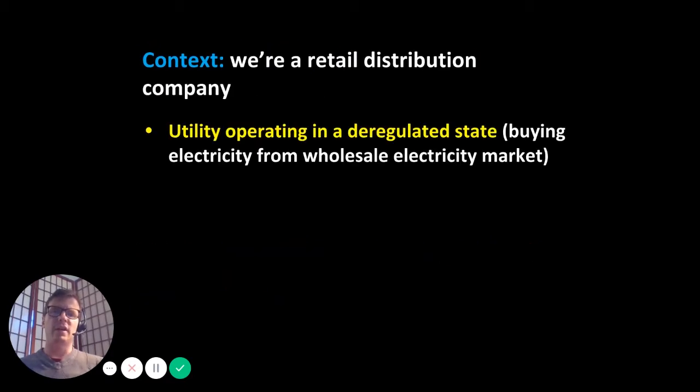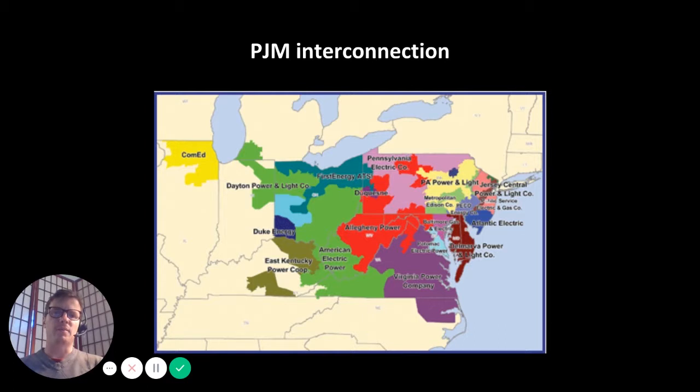So the context for today is that we are a retail distribution company, and that could mean a utility operating in a deregulated state. So this would be a company that's buying electricity from a wholesale electricity market. An example would be PJM Interconnection. This is the system that stretches from the border of North Carolina and Virginia all the way up to New York, does not include New York, and then stretches over to Chicago. So each one of these colors on the map represents a different utility's footprint, and a distribution company that's associated with all of these different utilities would be buying electricity from the wholesale market.